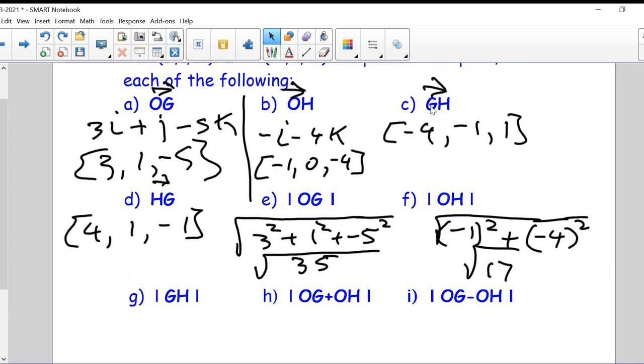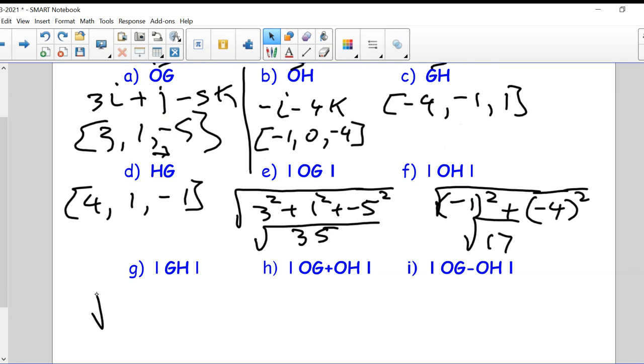Okay, the GH vector. We had the GH vector at the top of the page right here. So I'm going to do the same thing again. It's the square root of each of the components squared. So that would be minus 4 squared. And I really don't even need to pay attention to whether it's minus or plus because I'm going to square it anyway. Plus the 1 squared or minus 1 squared, doesn't really matter.